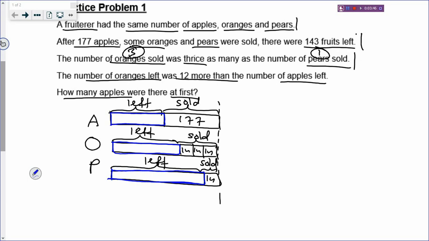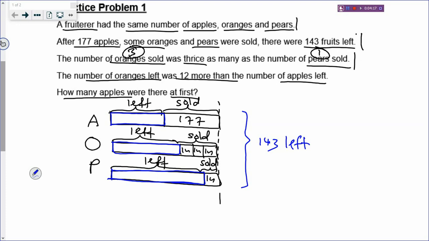Not only that, I can also now indicate the total fruits that are left, which is 143. Now, it's not good to just put 143. It's always good to add some more. For example, what is 143? It is the number of fruits that are left. If you don't put the word left, you may get confused. You will think that it is the total at first, but it is a total left. Then you keep reading. The number of oranges left, which is the blue color box for the orange, was 12 more.